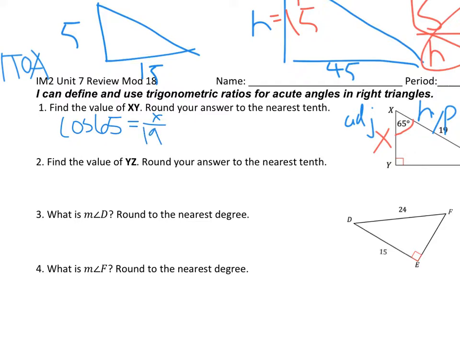We're now solving for a side length, which means whenever we're solving for a side length, we do what? Yeah, we multiply by the denominator. In this case, it is 19. Sometimes it may be our variable.